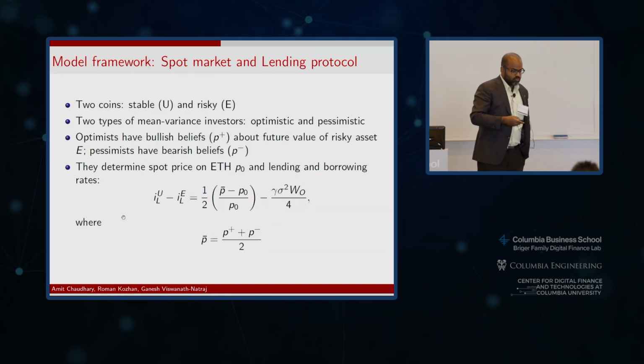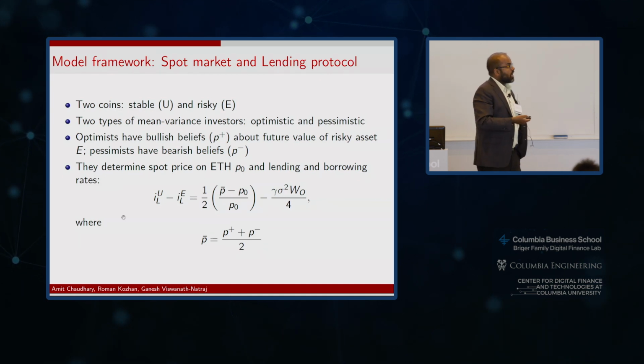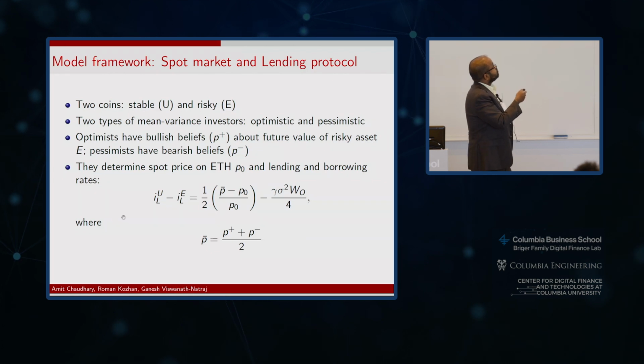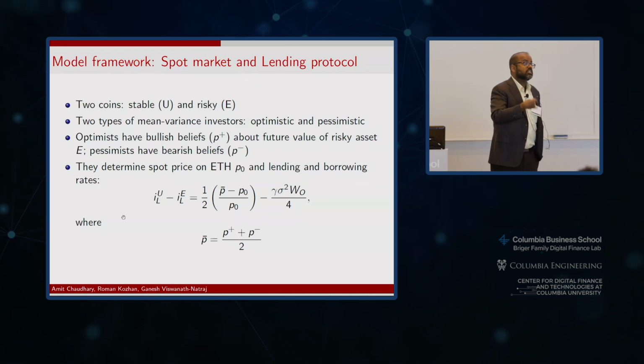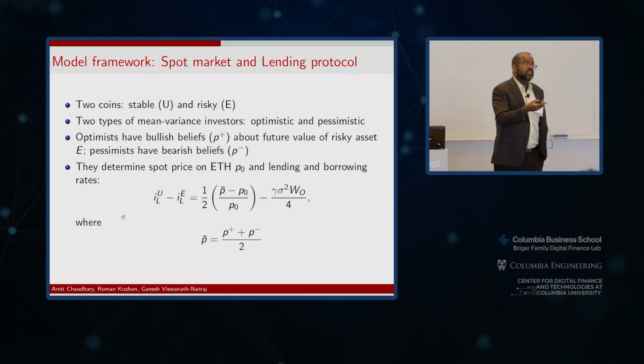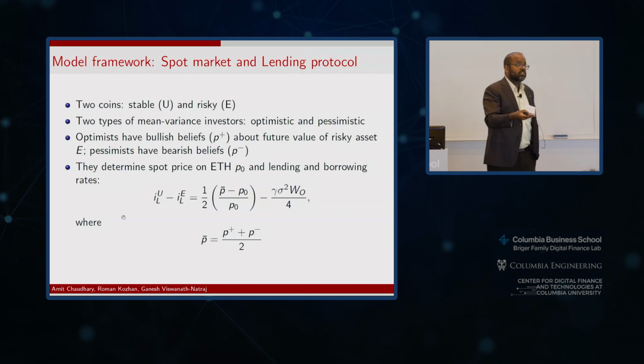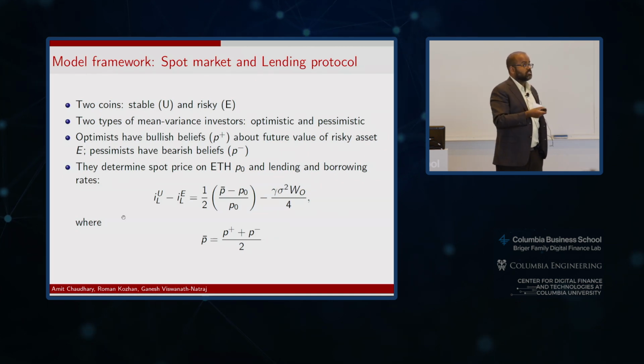Okay, so to motivate our empirical results, we have a model where we think about the integration between the lending protocol and futures markets. We have two coins, a stable coin and a risky cryptocurrency. And then we have investors that are doing long and short leverage positions in the market, right? So here we argue that these lending protocols are being used to either take a long leverage position in ETH if you're an optimist, or a short leverage position if you're a pessimist, right?